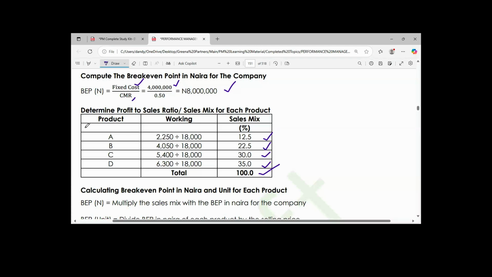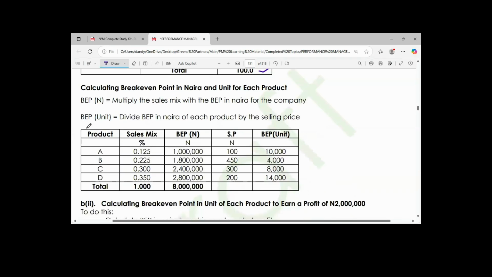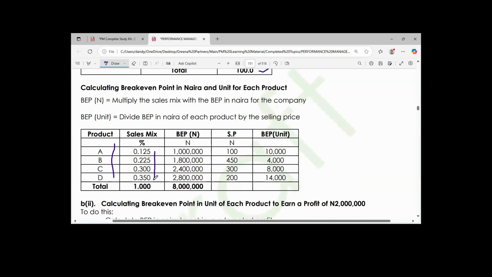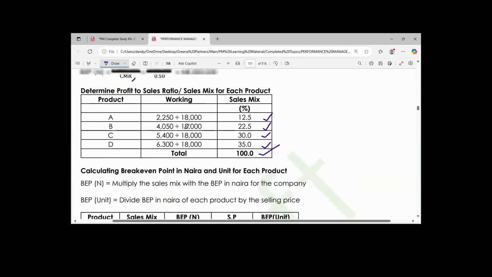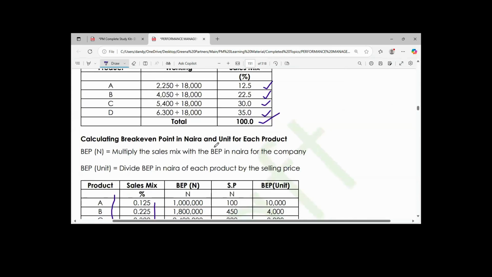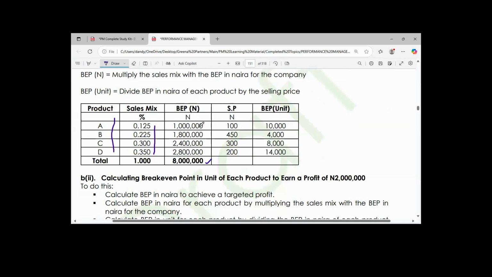So you are going to match step 4 and step 5 together in a table. And that is what you have here. First thing first, you are going to create a column for products A, B, C, and D. Then you are going to indicate another column for sales mix. The sales mix you have computed in step 3, put everything here. Then, of course, you go ahead and put the break-even point in sales of 8 million naira that you have here. That's the first thing you are going to write under the break-even point in naira. You are going to put the 8 million there.